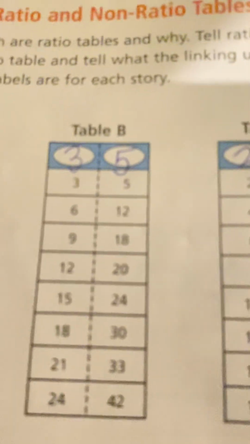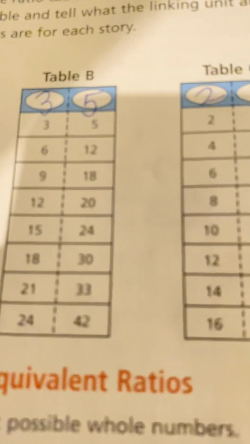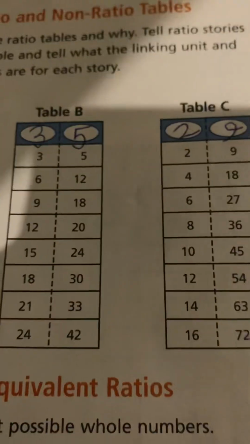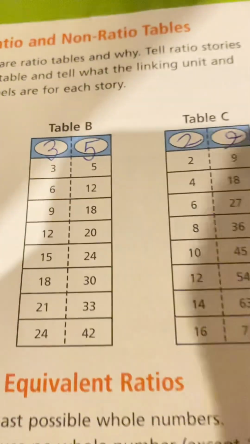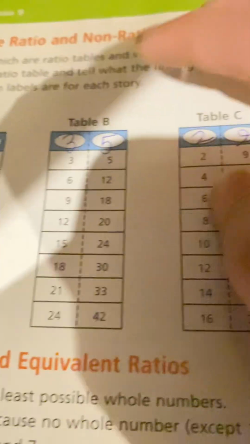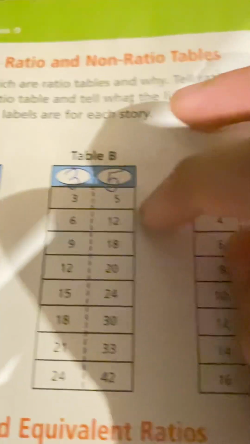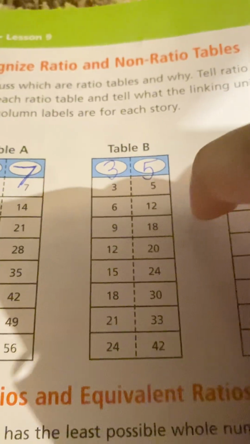But what about this one? I'm not so sure about this one. 3, 6, 9, 12, 15, 18, 21, 24. Okay, the 3 side is good. But I'm not so sure about the 5 side. What do you notice about this side over here? 5, 12. 5 times 2 is not equal to 12. It's equal to 10. So, nope, it is not a ratio table. 5 plus 5 is 10. So, this is not a ratio table. Oh, I get it now.